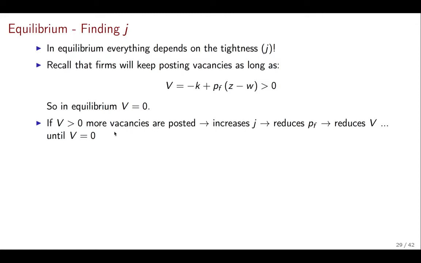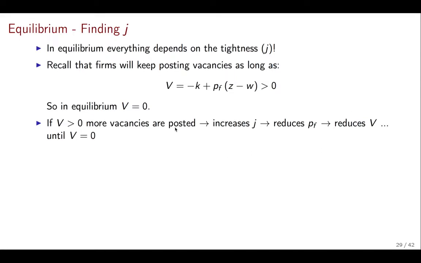We briefly touched on this in our video on firms, but here it is again. If the value of posting vacancies is positive, then more vacancies are going to be posted by firms. As firms post more vacancies, they increase the tightness. Remember, J is equal to A over Q, A being the total number of vacancies. So more vacancies posted is going to increase J. But as we saw in the previous video, a higher tightness makes it harder for firms to fill a given vacancy. So PF, the probability that the vacancy is filled, is going to go down. And if PF goes down, that's going to reduce the value of a vacancy.